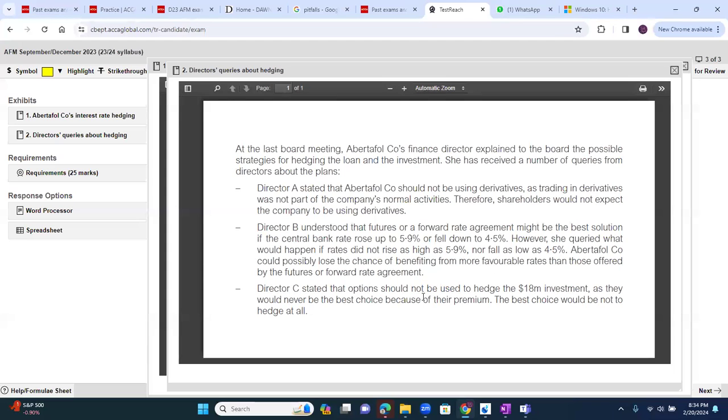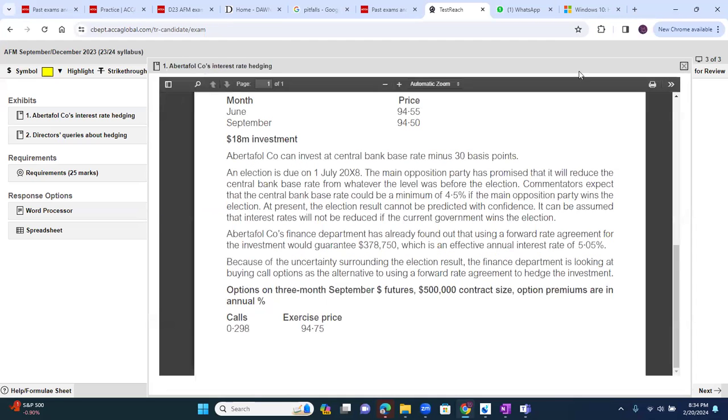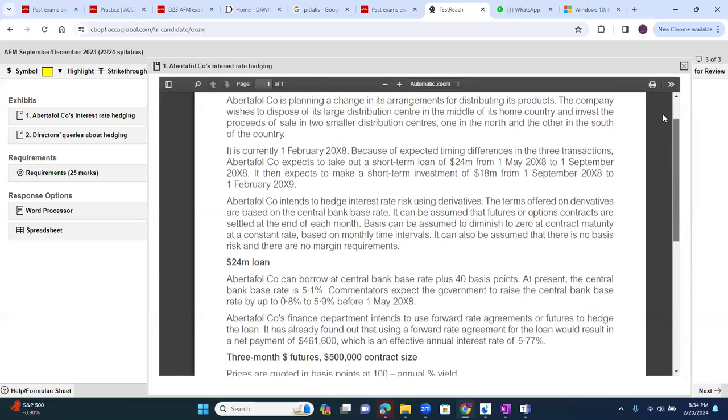Director C stated that options should not be used to hedge the $18 million investment, as they would never be the best choice because of their premium. The best choice would be not to hedge at all. Okay, so we will do this in the B part. Let's quickly do the A part.